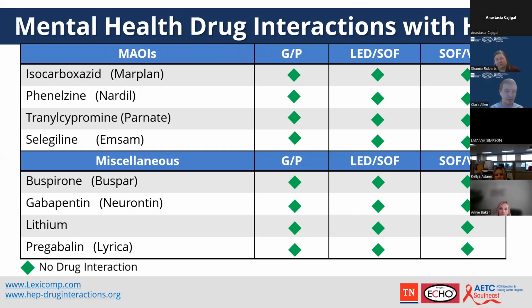So I did want to include them, as well as a miscellaneous category. I couldn't really fit these specific medications into any other drug class, so I just kind of put them in miscellaneous. So Buspar, gabapentin, lithium, and pregabalin. No drug interactions with any of those. I tried to fit them the best I could, but I finally just gave up and decided on a miscellaneous tab just to make sure we still address them and let you know that there are no issues with any of those medications either. Next slide.